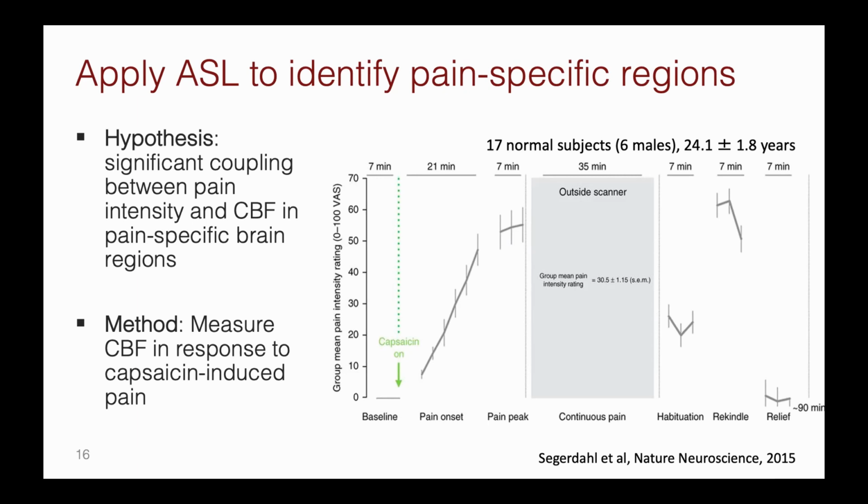So we hypothesized that if there was a region showing a significant coupling between the absolute CBF increase and the intensity of pain rating using this pain scale that we developed, then such region would be suitable to be a pain-specific region in the brain. So here, while the participants were experiencing different levels of pain, we collected ASL data to measure CBF.